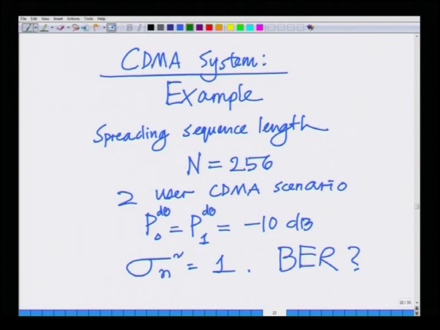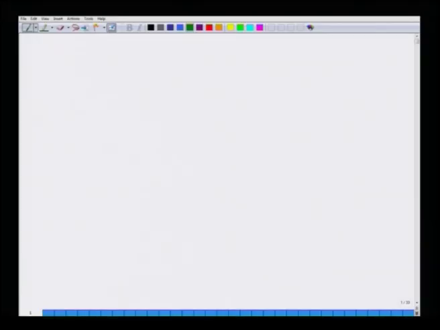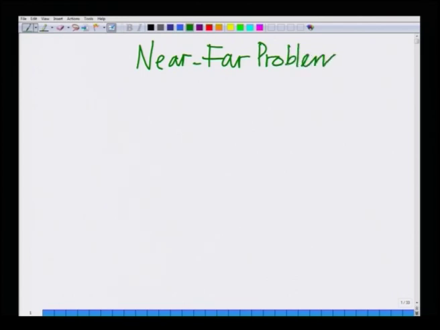Today, before I move on to a new topic, let me finish one last minor topic in CDMA systems. That is the near far problem in CDMA systems. Now, we know that in CDMA systems the SNR, let us consider a simple 2 user CDMA system.